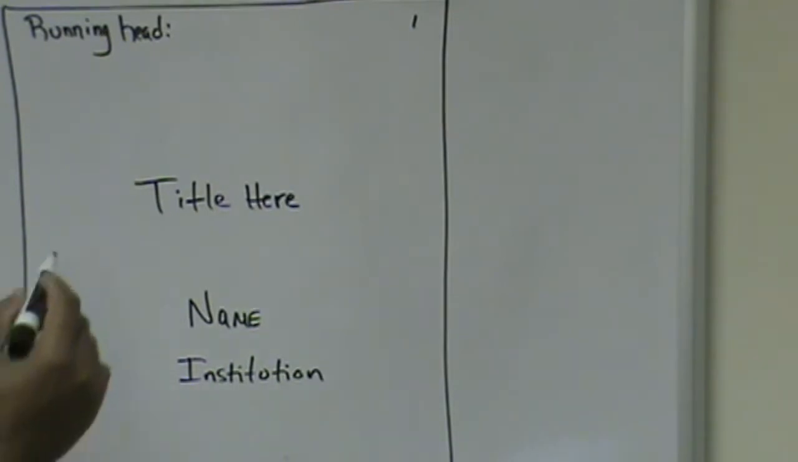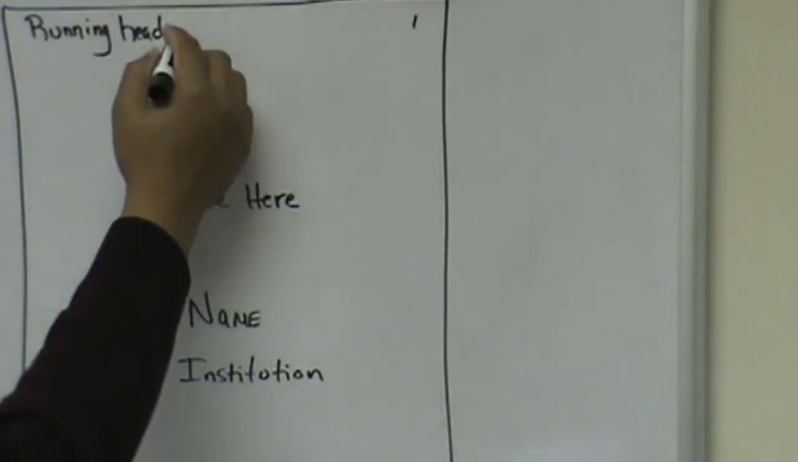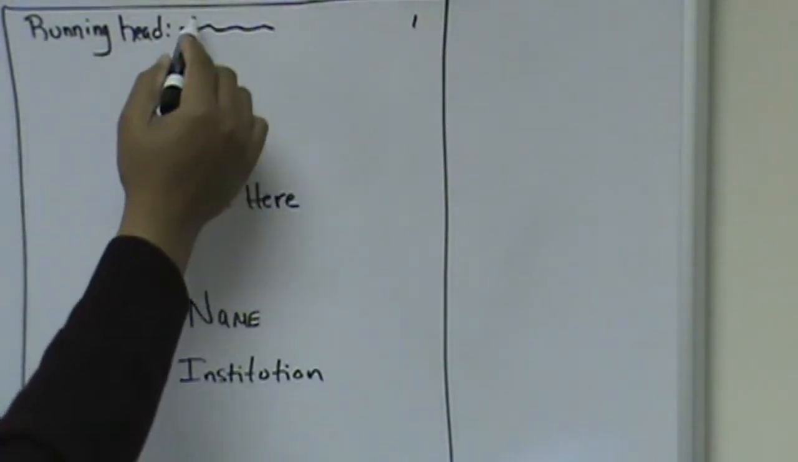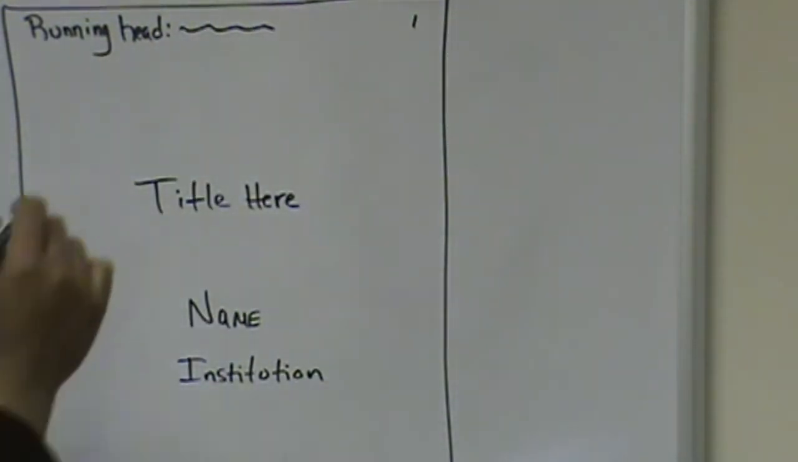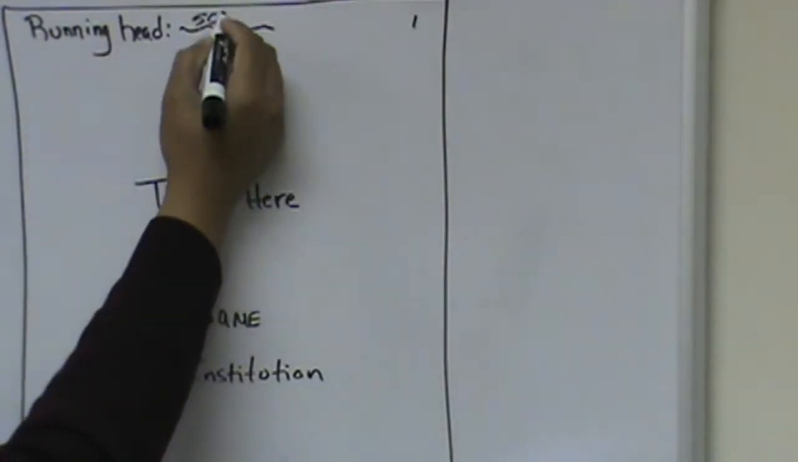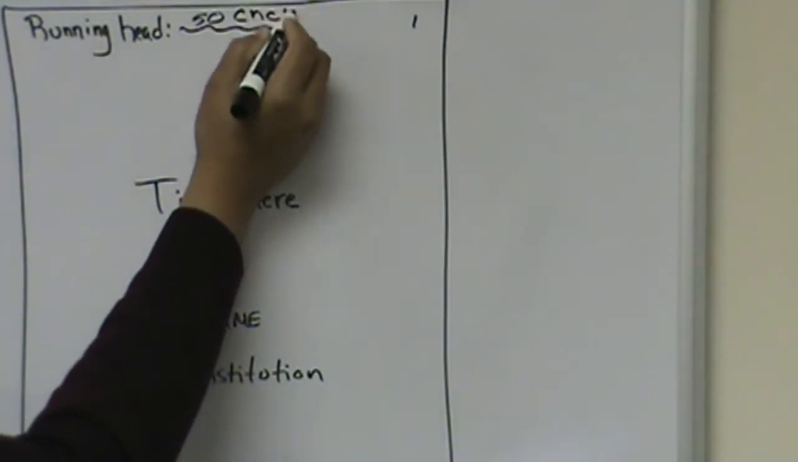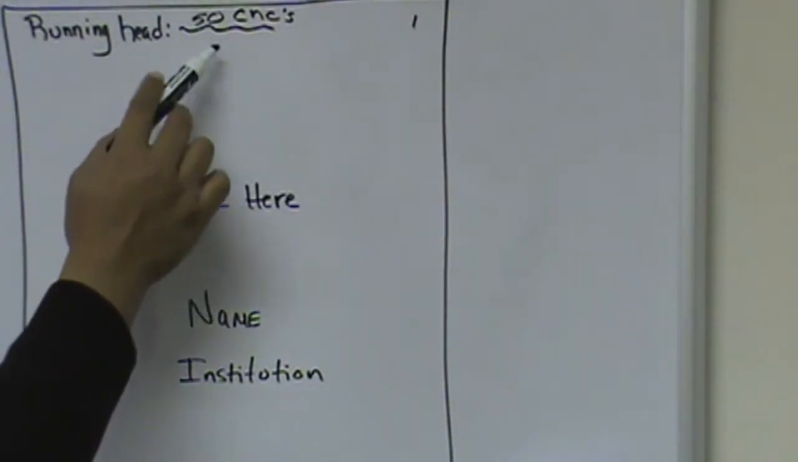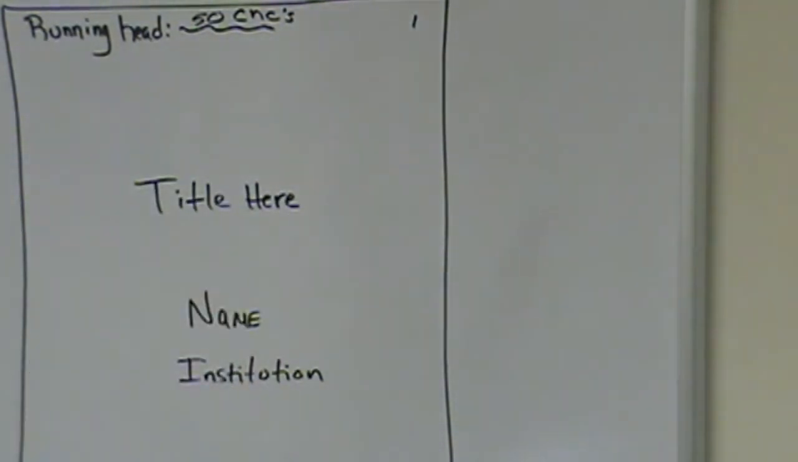Your job is to come up with a page header that comes after running head and colon. So the goal here is to come up with basically an abbreviated version of your title. APA calls for 50 characters or less. So you're probably talking about 3 or 4 words there that are an abbreviated version of your longer title.